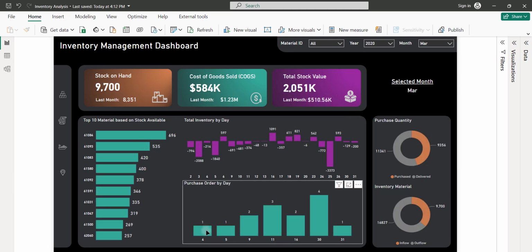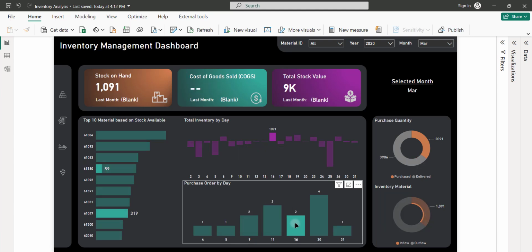This visual provides purchase orders by day. So for example, if I select the 16th of March, I can see two purchase orders were created. For those purchase orders, the delivered amount is 3906 compared to the purchased amount, which is 2091.